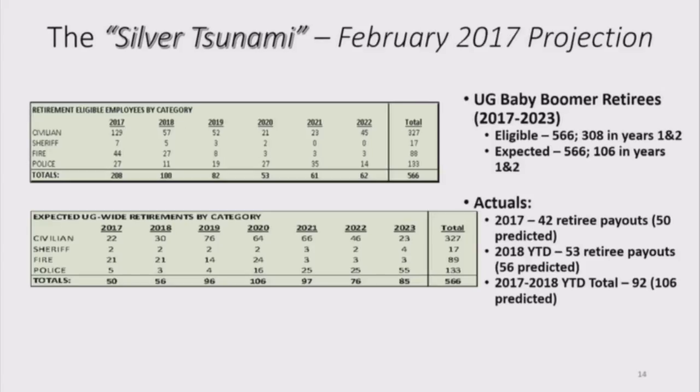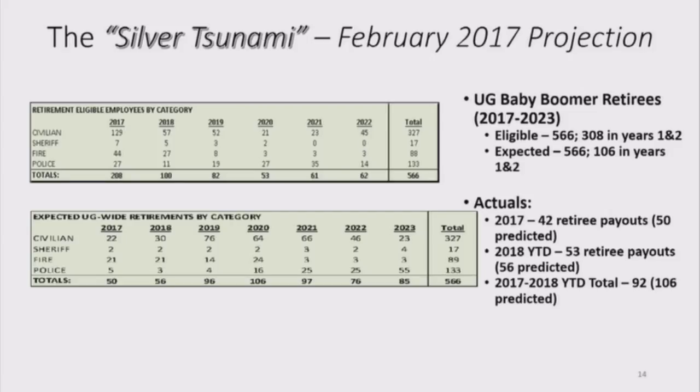So last year, or in February 2017, we projected that there would be 566 eligible, and some of these years are a little different. The eligible was between 17 and 22, but the expected is between 17 and 2023, all right? I expected that 308 would be eligible within the first 1 to 2 years, but then I later expected that to be at only 106 for the same similar reasons as I mentioned previously.